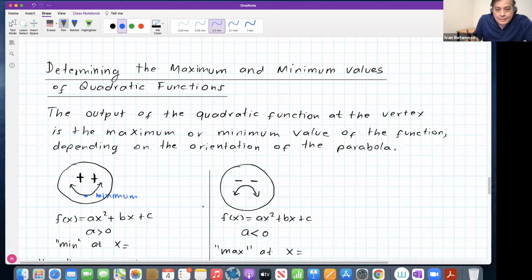Now, similarly, right, if you are dealing with a quadratic function whose leading coefficient is negative, the graph of this quadratic function will resemble the mouth of a sad face, right? But notice that then we are talking about a maximum output value here, right? Maximum, so maximum.